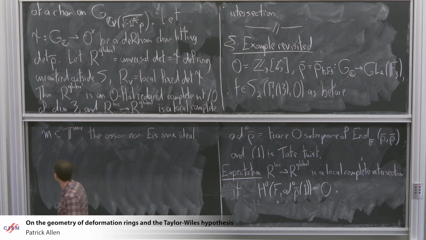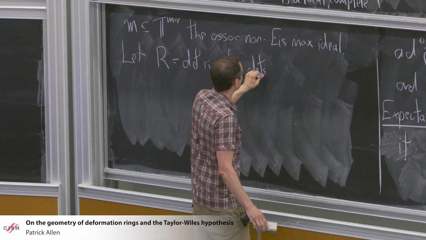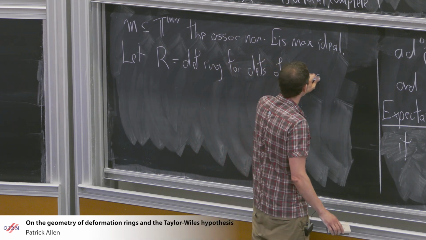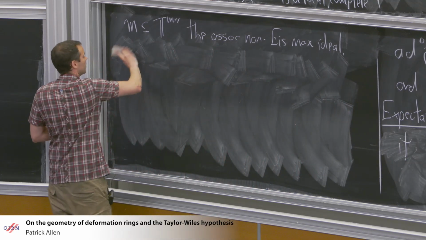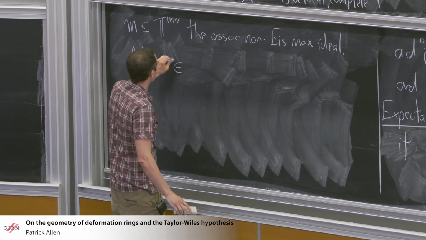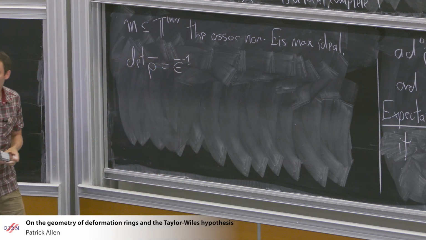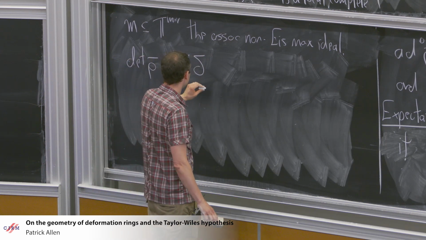Okay, so now I want to set up the deformation problems I want to look at. Instead of calling it R global, let me just call it R. No, before I do this, it's important. Let me recall also the determinant of my rho bar. This is the mod 3 cyclotomic character inverse times a quadratic character. I want to give that quadratic character a name because it'll come up later. This is delta_13.